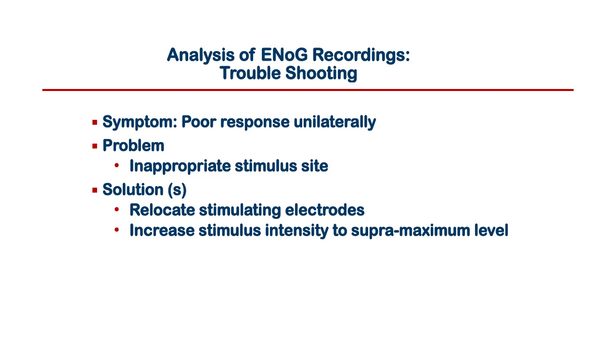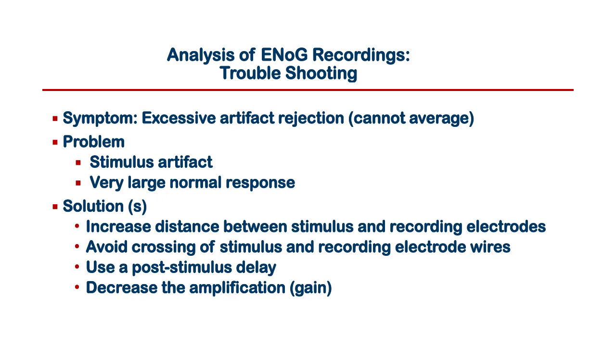Okay, poor response unilaterally almost always means you're not stimulating where the nerve is coming out of the head. Of course, you can't see it, so you just have to move around and experiment until you get a good response.